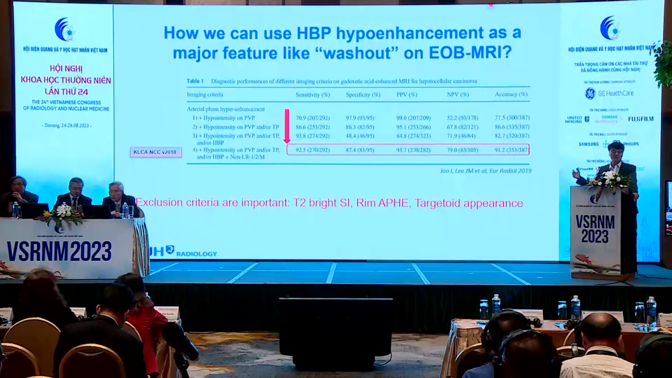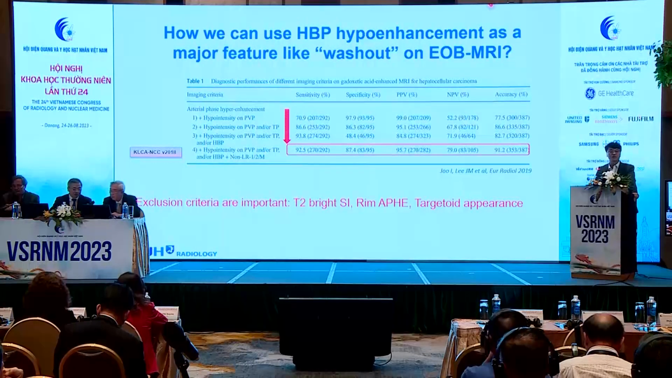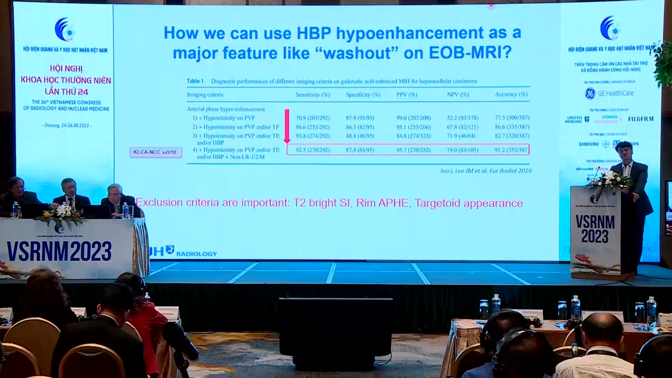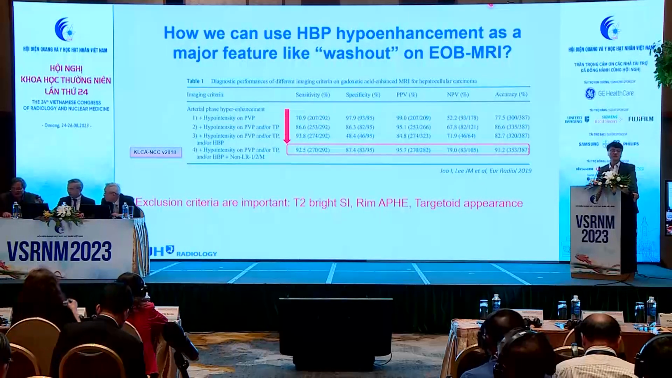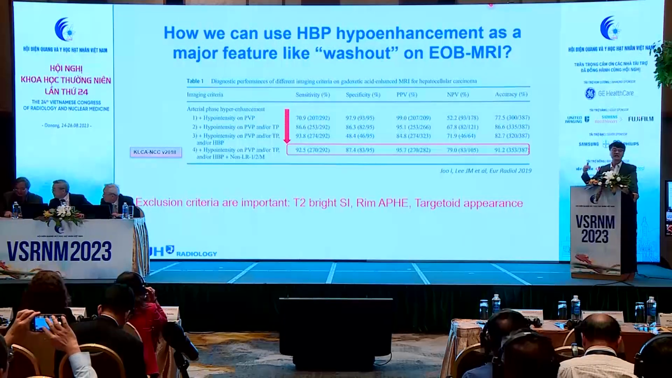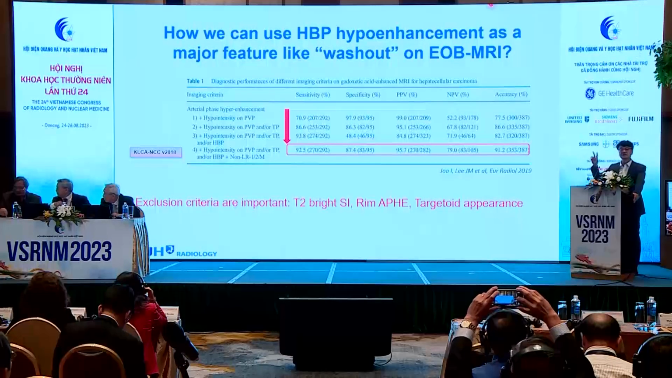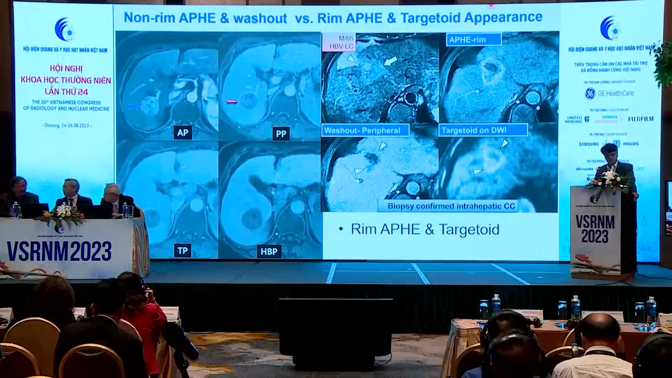And according to our study, once you reliably exclude hemangioma by using T2 bright high signal intensity or rim enhancing lesions or targetoid appearing lesions, we can use hepatobiliary hypoenhancement for increasing sensitivity while maintaining reasonably high specificity. So 90% sensitivity, 90% specificity could be achievable.